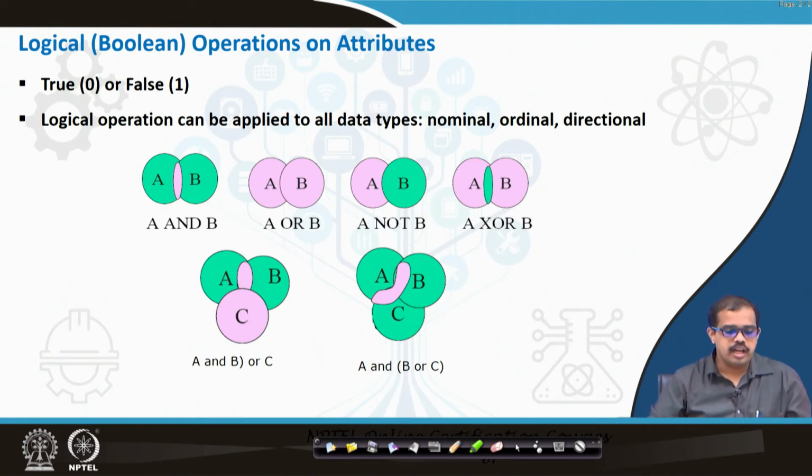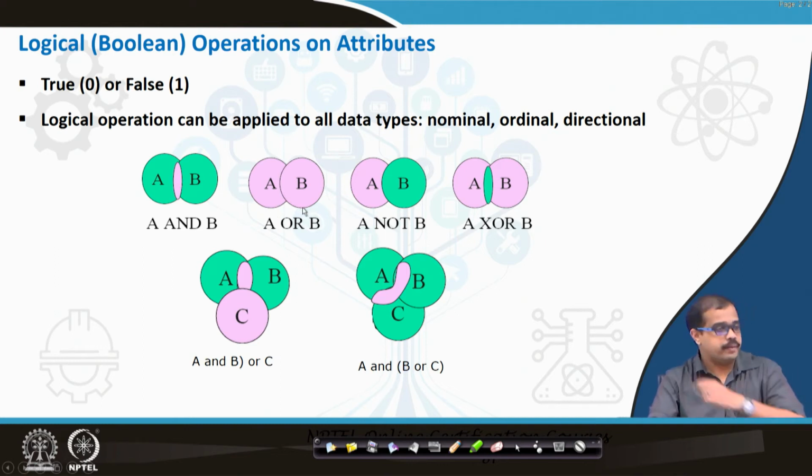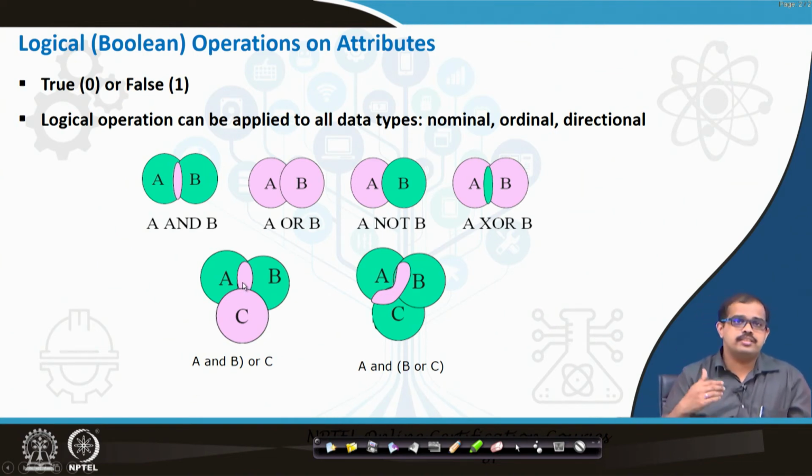Okay. To just give you an example here, this A and B, which is actually representing both A and B. Okay. And this is the one that is left out. If it is A or B, okay, either of the sets A or B. If it is A not B, it is the one that is A and not B. Okay. A XOR B, exclusively or. Okay. A and B or C. So, these are different operations, logical operations or the Boolean operations that you can do in terms of analysis.